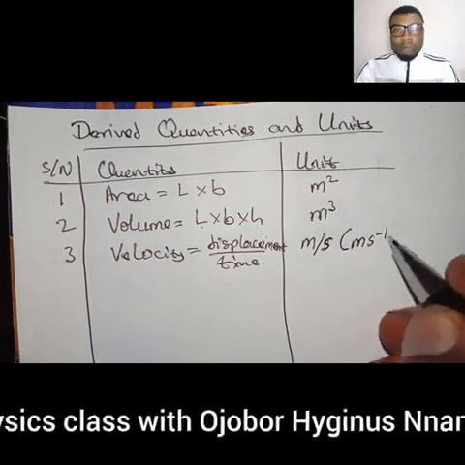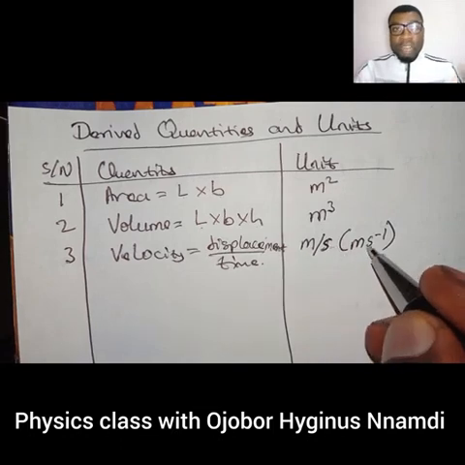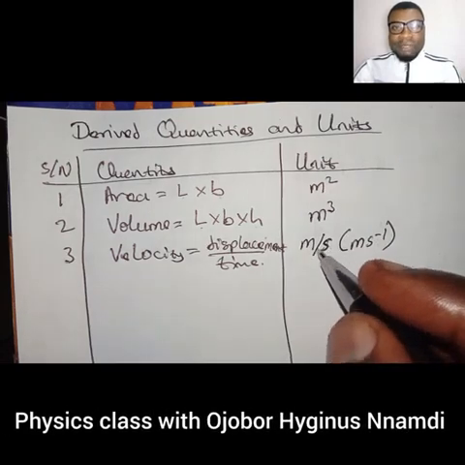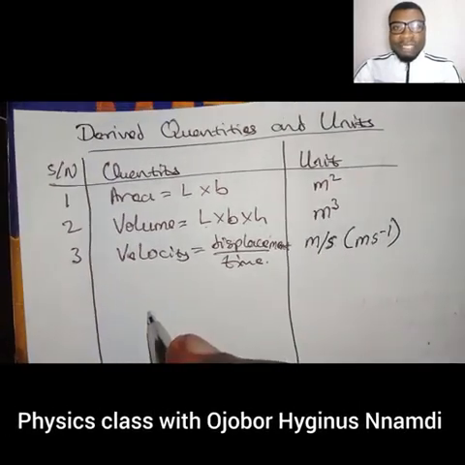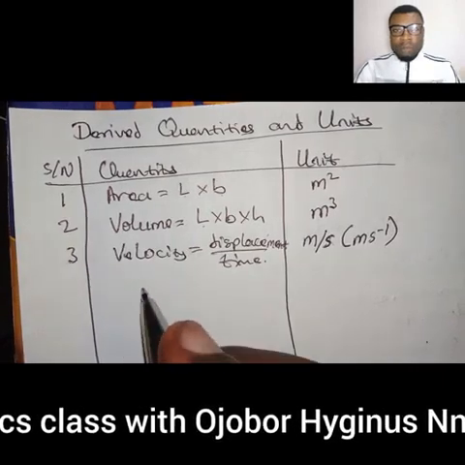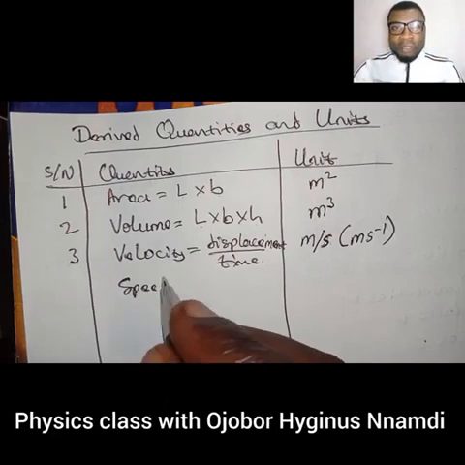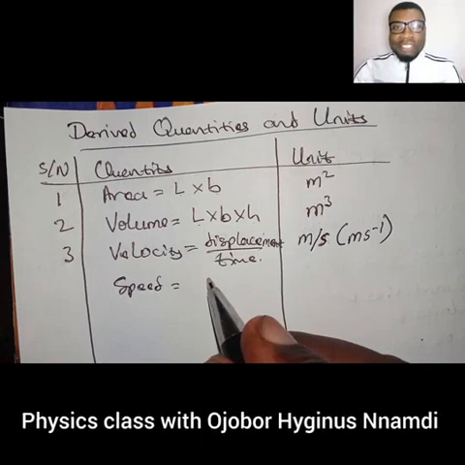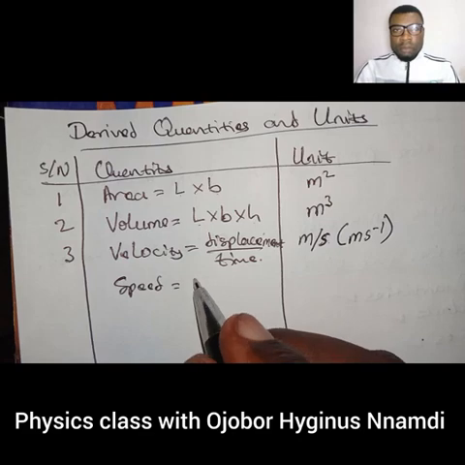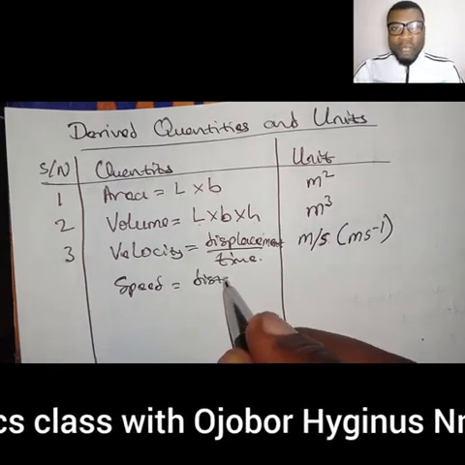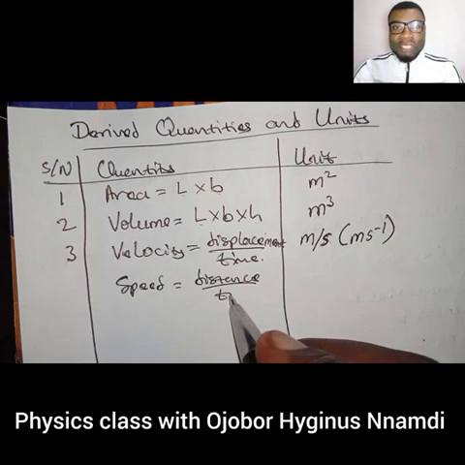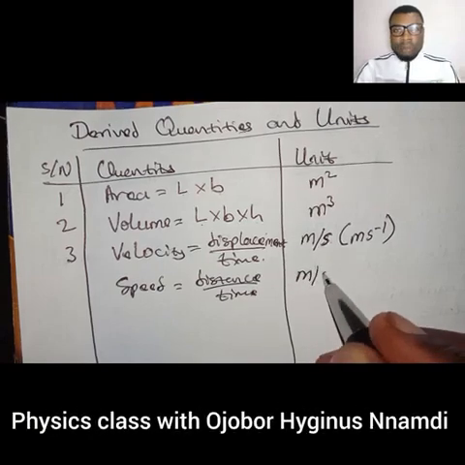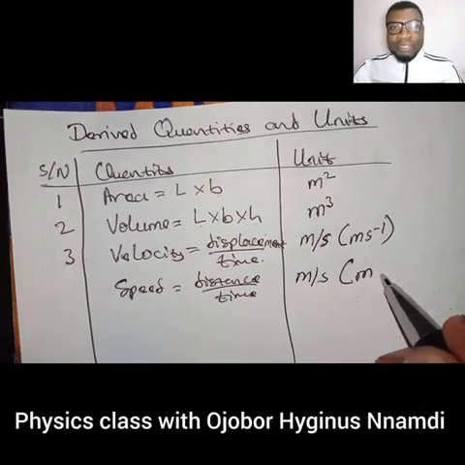Of course, from the law of indices, we know that m over s is the same as m times s raised to power minus 1. So this is meters per second. That is the unit of velocity. That is also the unit of speed, because speed is a scalar type of velocity, while velocity is a vector type of speed. So speed is distance instead of displacement. Speed is distance over time, and of course we know distance has the same unit as displacement, meter, divided by time. So the unit of speed is still meters per second.